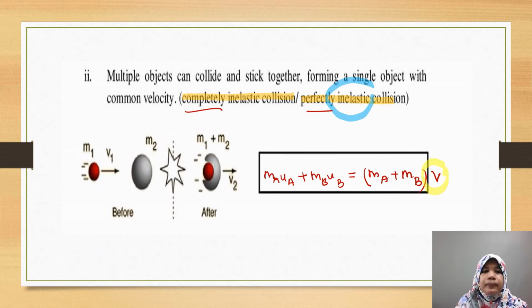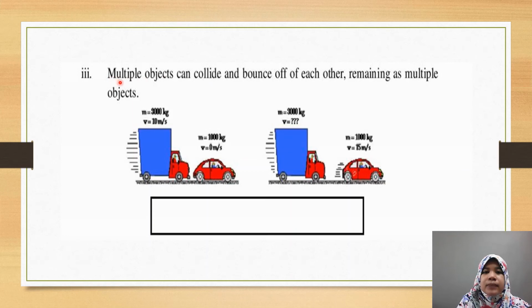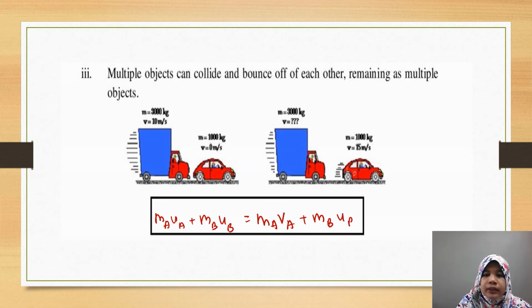Alright. Okay, the next case, multiple objects can collide and bounce off each other remaining as multiple objects. Dari segi equation, before collision kita ada dua objek masing-masing bergerak dengan initial velocity masing-masing. After collision apa yang berlaku? Still maintain, masing-masing bergerak dan ada halaju masing-masing. So kita ada MAVA plus MBVB. So this one remaining as multiple objects.